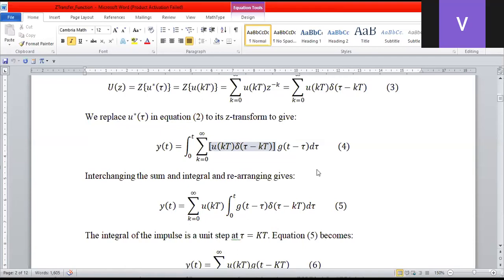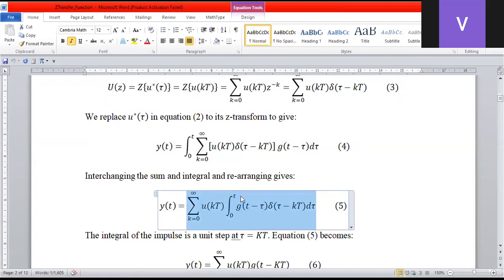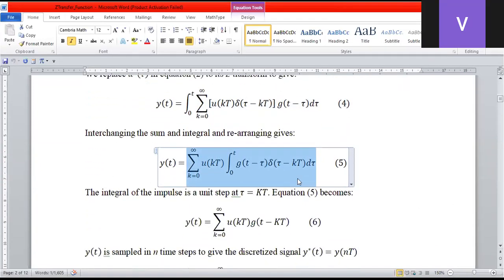Okay, let me continue. I simply replace what we got here with this. Now interchanging the sum and the integral, then rearranging it, we just interchange and rearrange, and we get this equation.